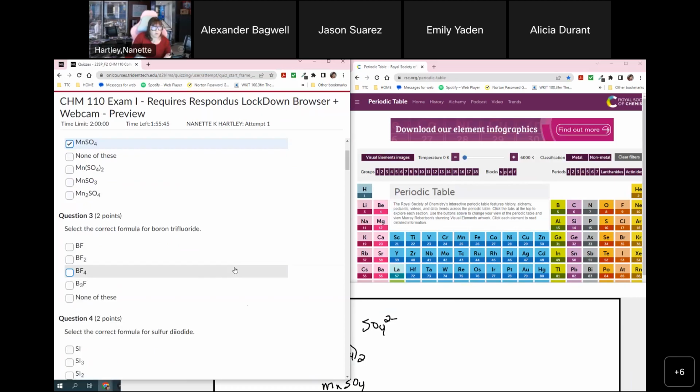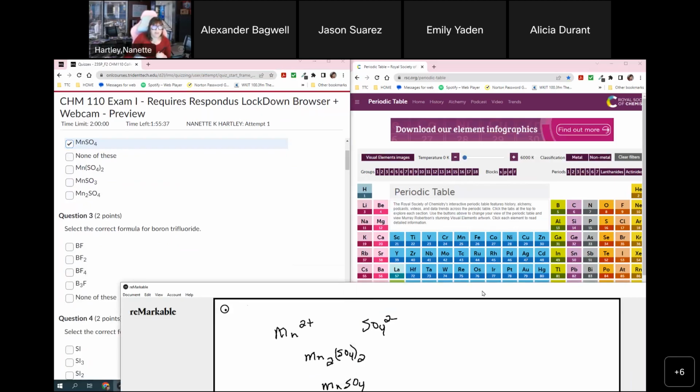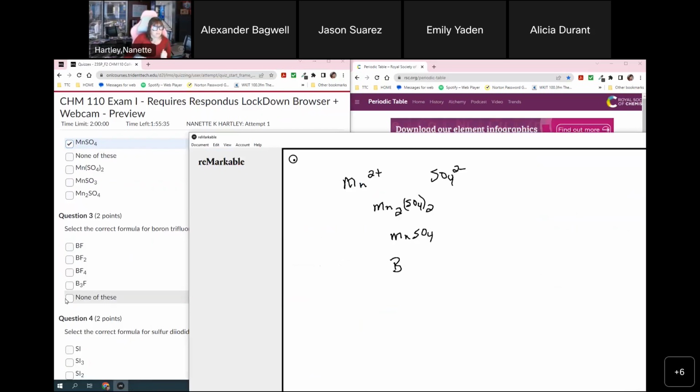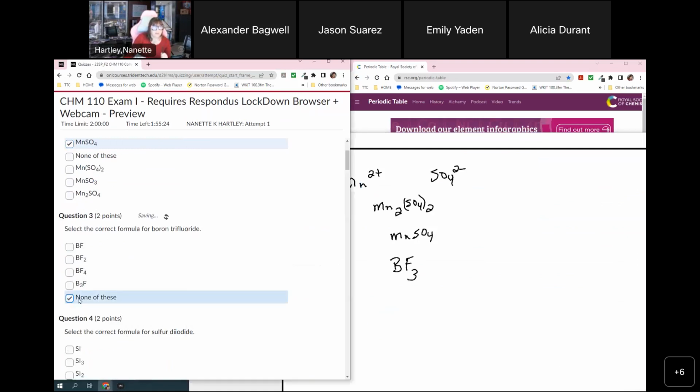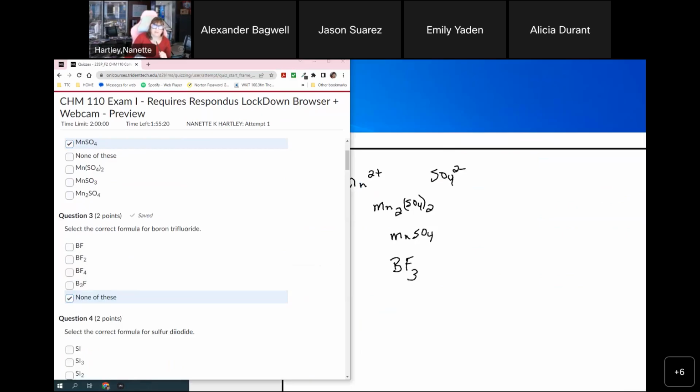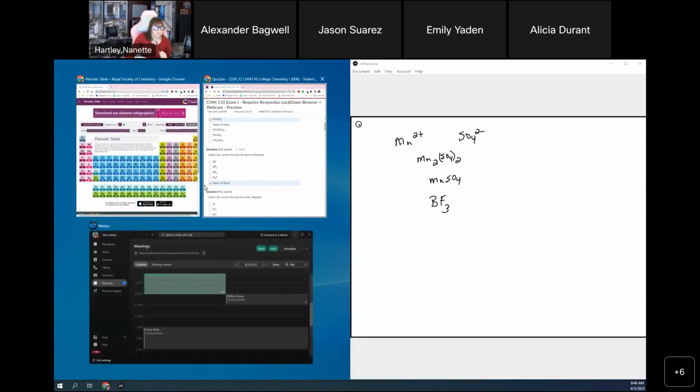Correct formula for boron trifluoride. Well, boron is B. Obviously, all of those say B. Trifluoride means 3 fluorines. Okay, so I'm looking at 3 fluorines. So that's BF3. I don't see that, which is true. So this is none of the above because none of those are the correct formula for boron trifluoride. I know that's a little bit mean, but that is the way that that one was set up.